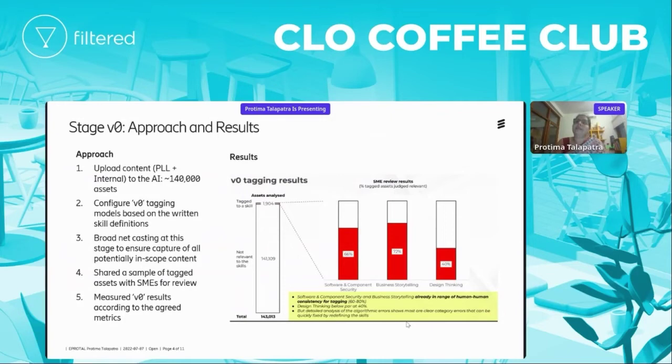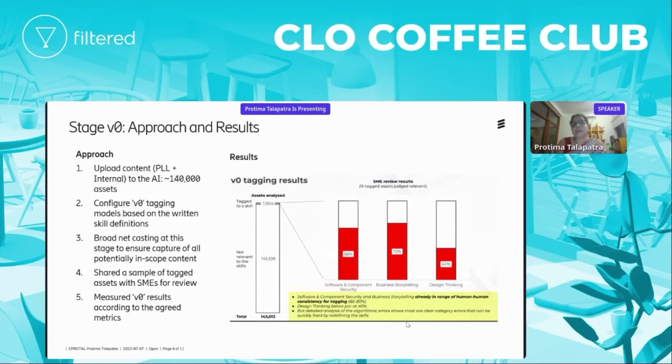As a starting point, Filtered cast a wide net, and they said, let's pull out all the content that is tagged to these three critical skills. Let's see what is there in the market, what is available. Out of the 140,000 plus courses within our content libraries, we got about 1900 plus learning assets that Filtered said were aligned to the critical skills we were talking about: software and component security, business storytelling, and design thinking.